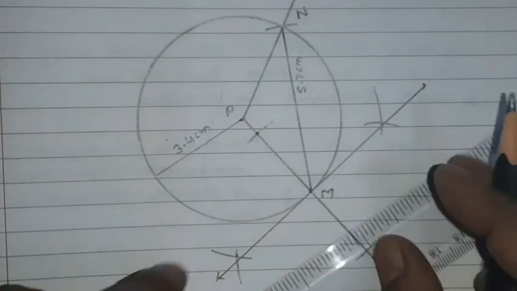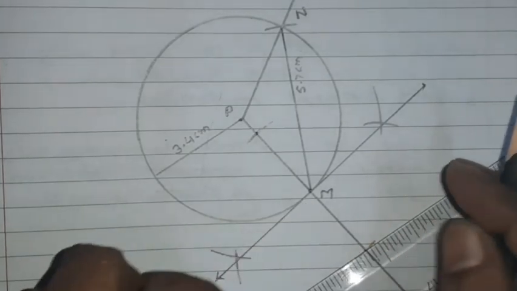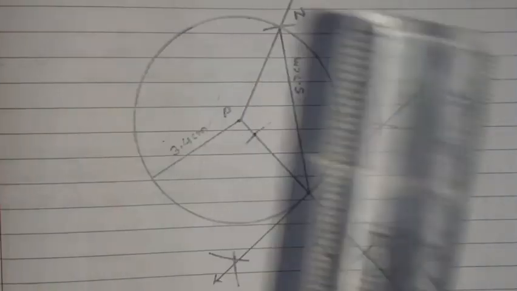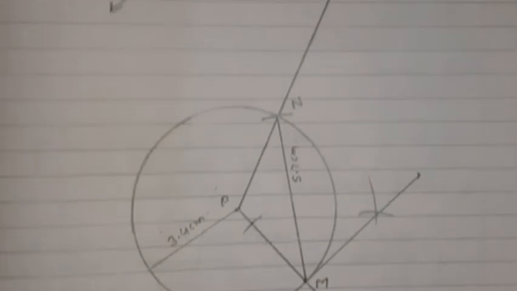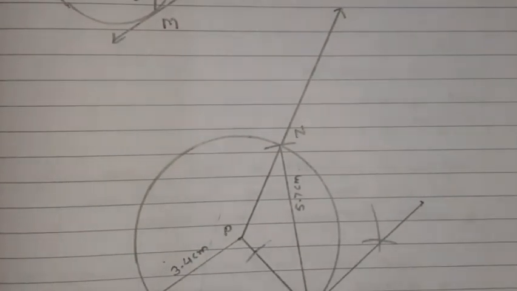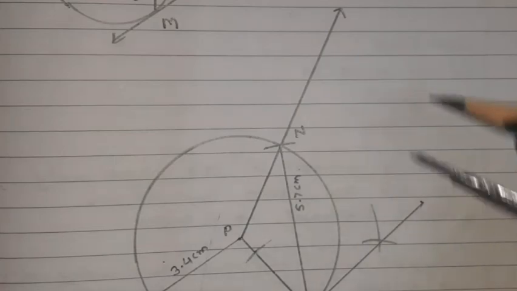This is a tangent passing through the point M. Now, dear student, we have to draw the tangent passing through the point N. For that purpose, put the metal point on N.